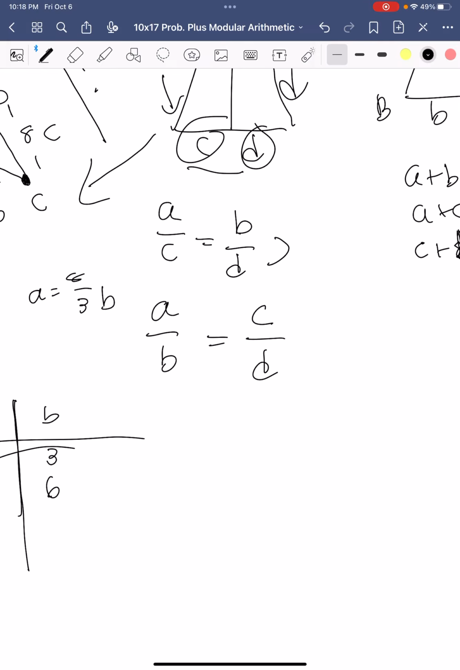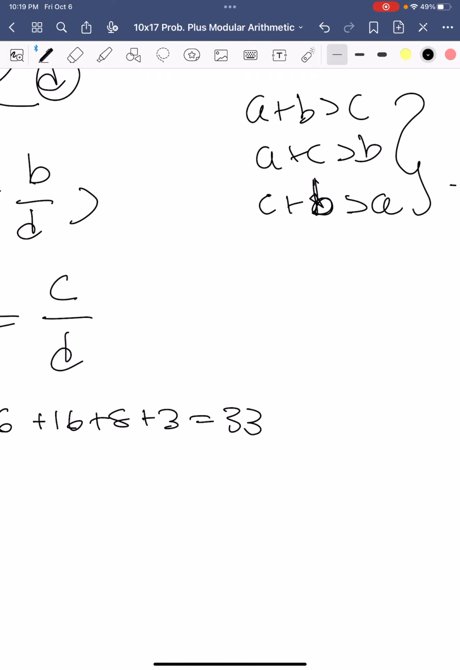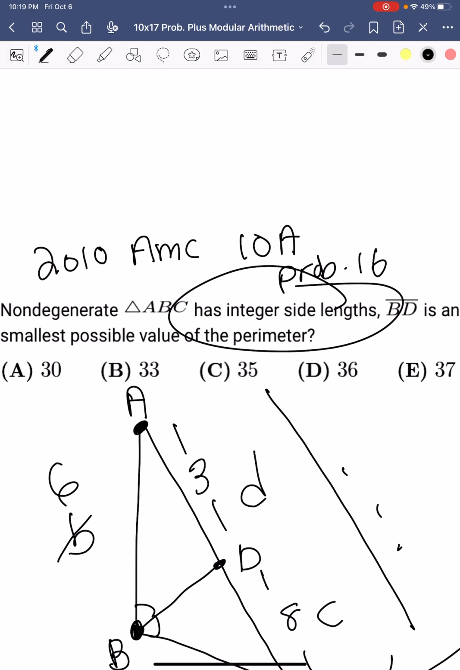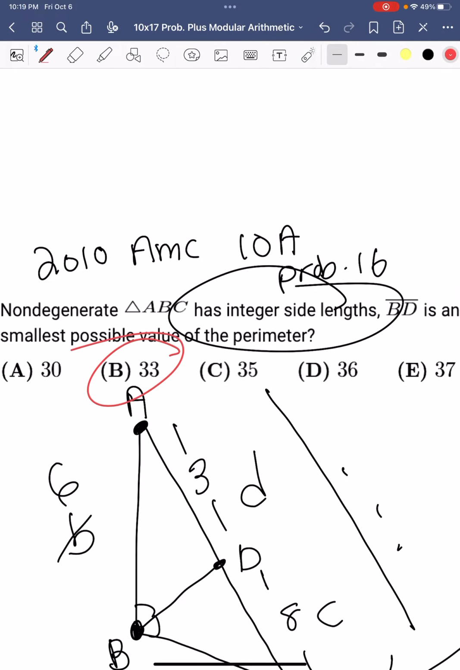Therefore, we sum up all the sides. We have 6 plus 16 plus 8 plus 3. And we're going to get the answer of 33, or that is answer choice B. We're done.